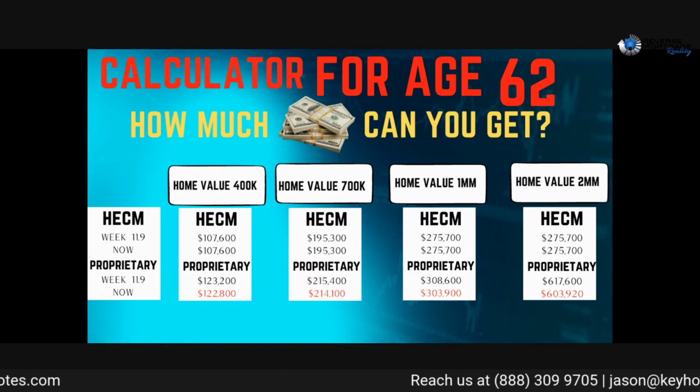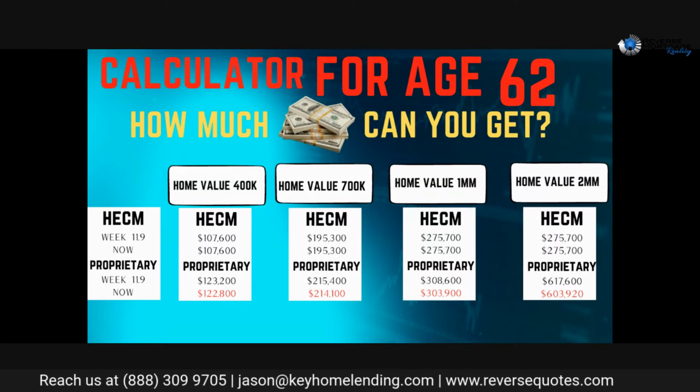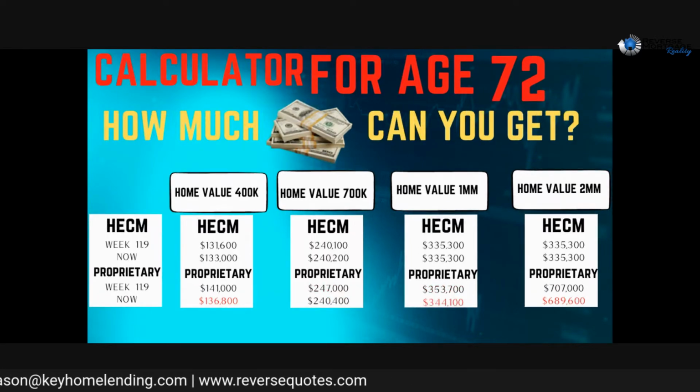You're looking at less than or about 1% as far as a difference in the proprietary. And again, the HECM is just holding strong. Let's go to 72, see if we have anything here. 72, what can you get?